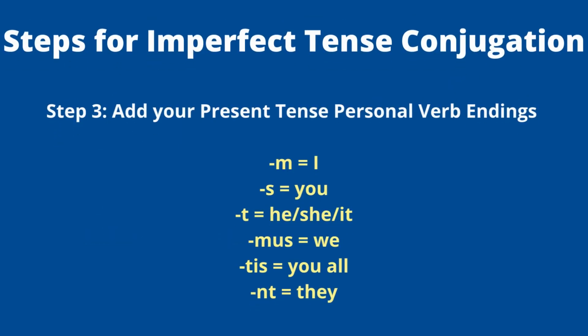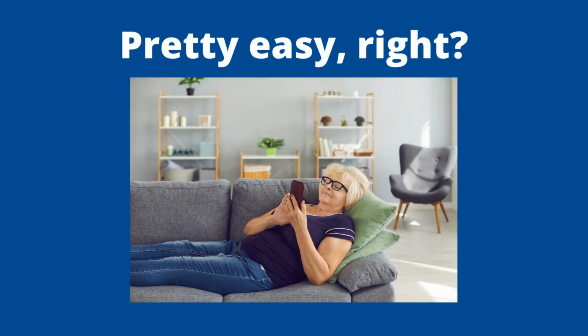Then step three, we add our endings. But instead of the usual o, s, t endings, the imperfect tense will use an alternate set of endings, which we'll actually see a lot in different tenses. So it's m, s, t, mus, tis, nt. But again, it means the same thing: I, you, he, she, it, we, you all, they. So it's pretty easy, right? Nothing too complicated here. Go to the infinitive, drop the re, add a ba, add your endings. Pretty easy. Well, it's a little more complicated, right?